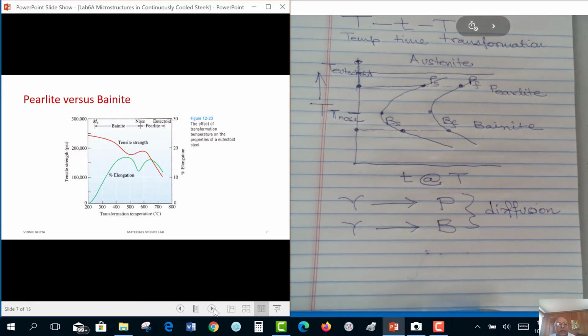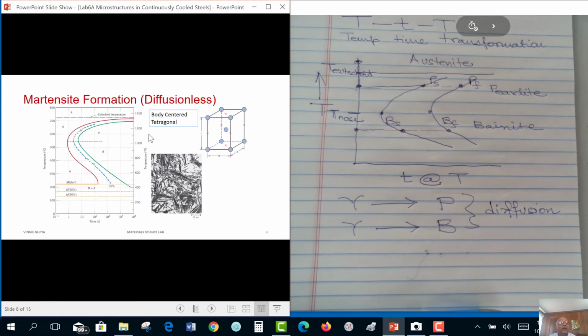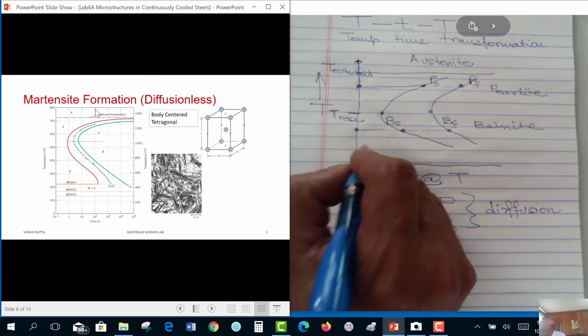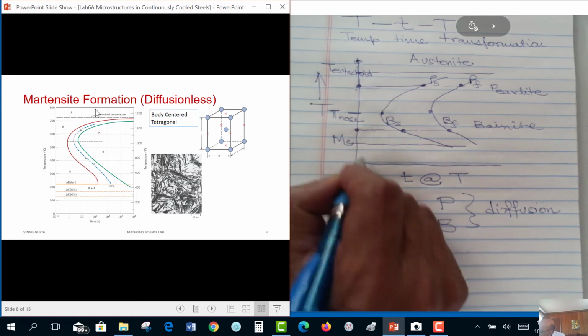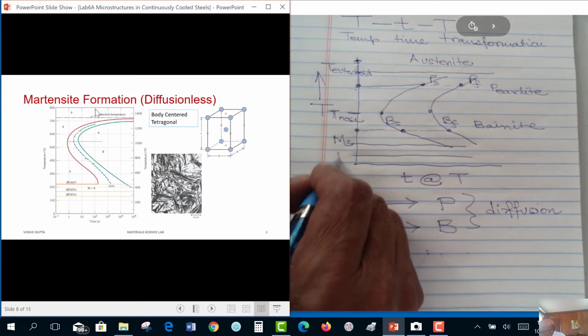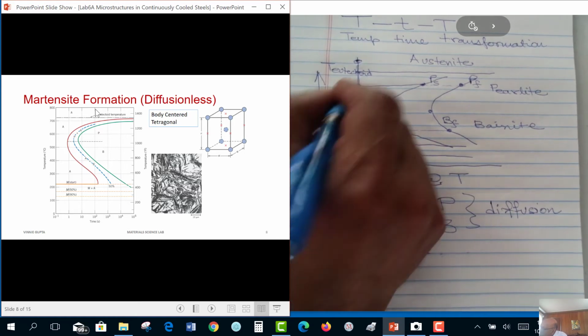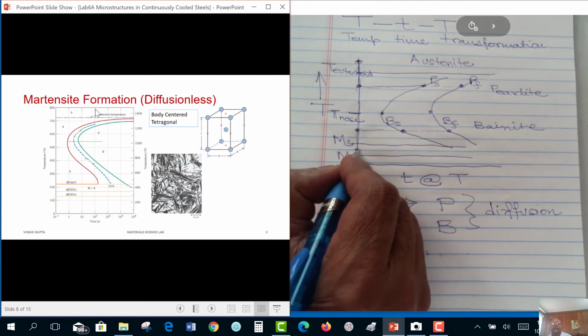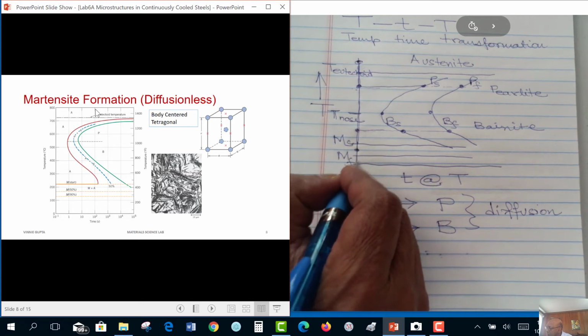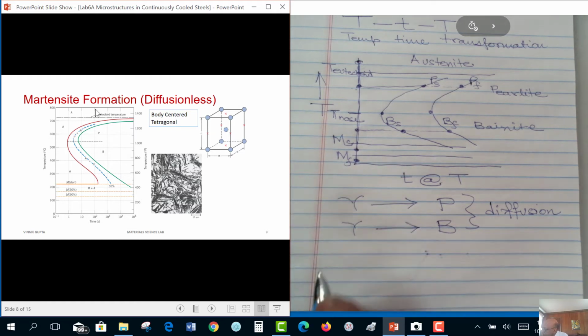Our third transformation is called Martensite transformation. So what happens is eventually we get to a very low temperature called Martensite start temperature, and correspondingly there is a Martensite finish temperature. So if we cool austenite below Martensite start temperature, some of the austenite becomes Martensite. If we cool it below Martensite finish temperature, all of the austenite becomes Martensite.